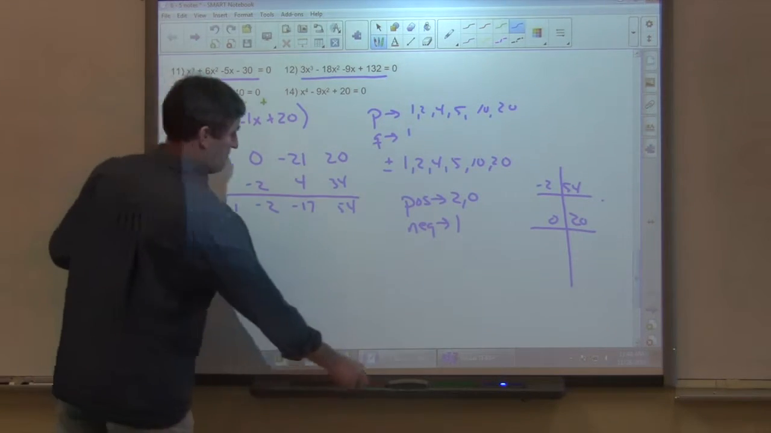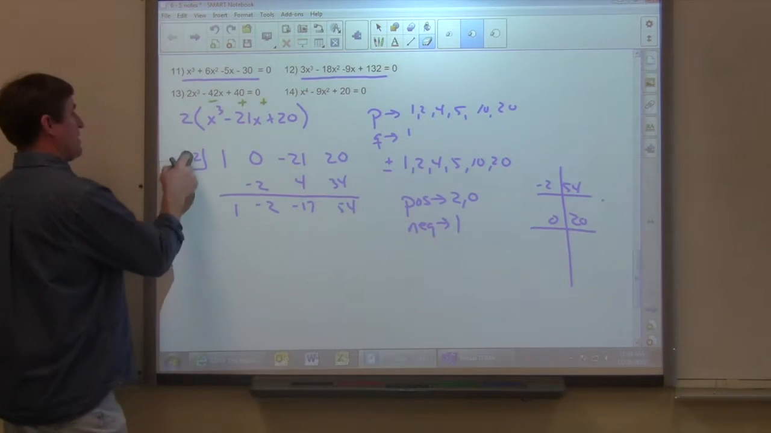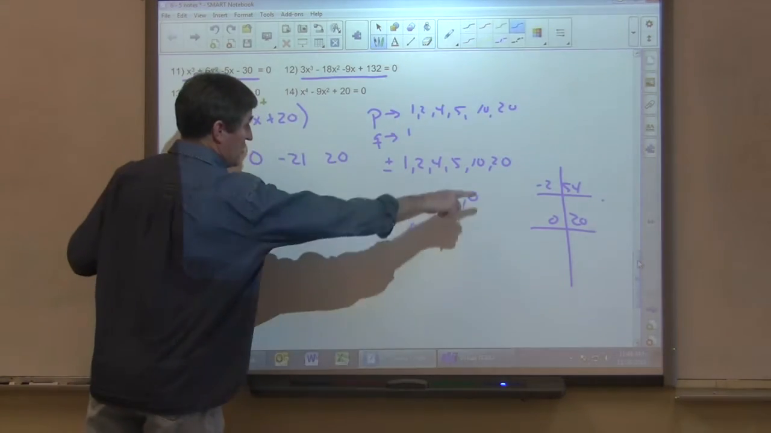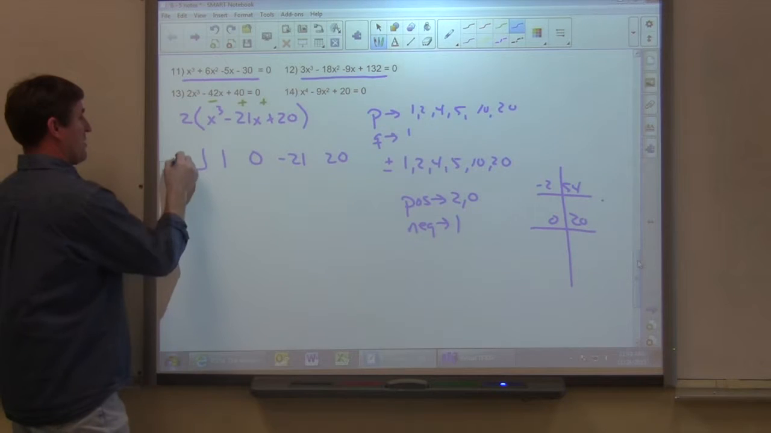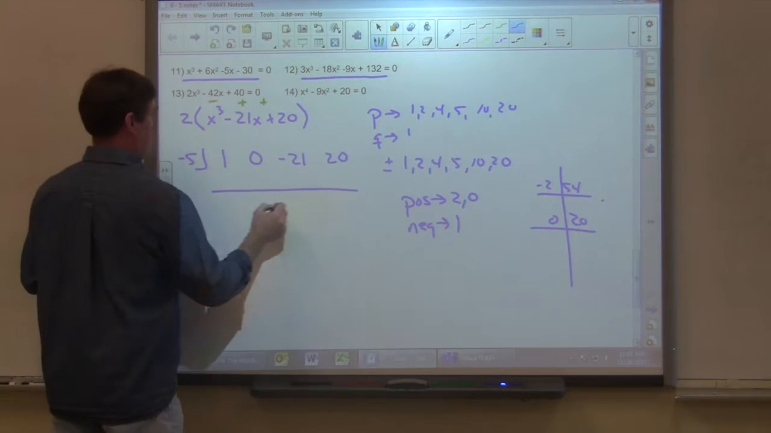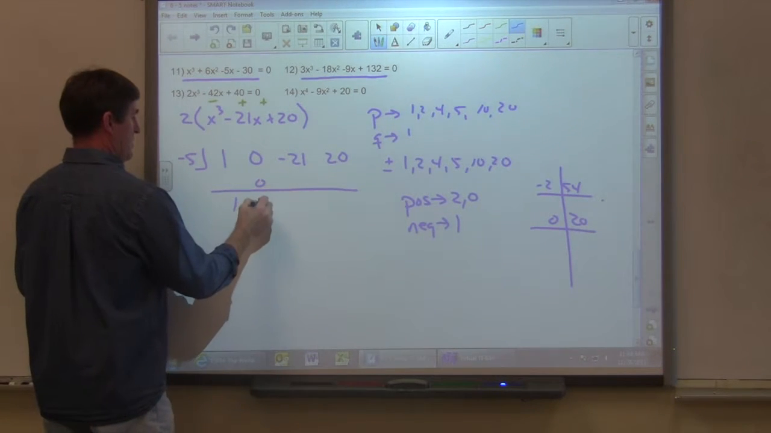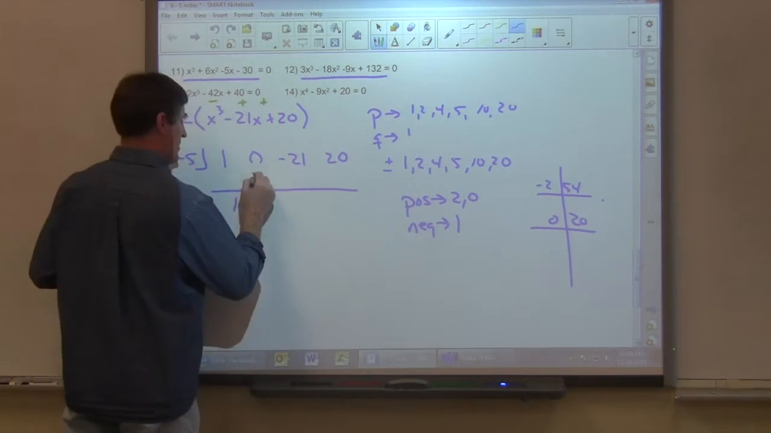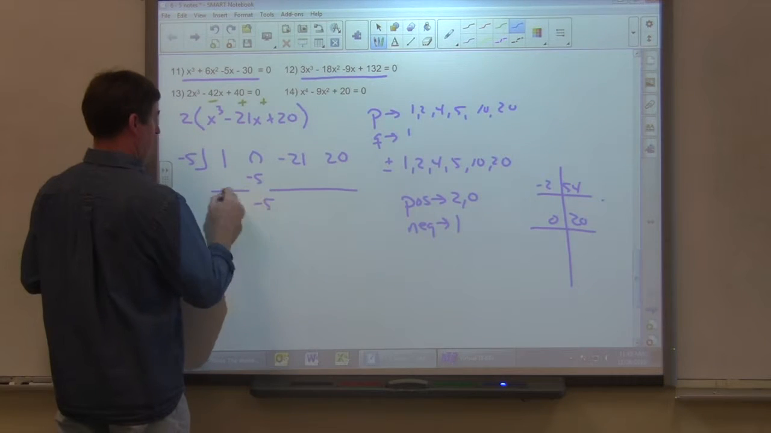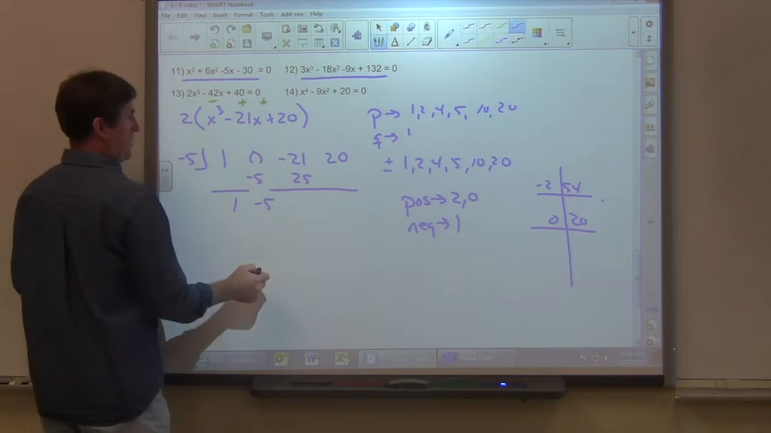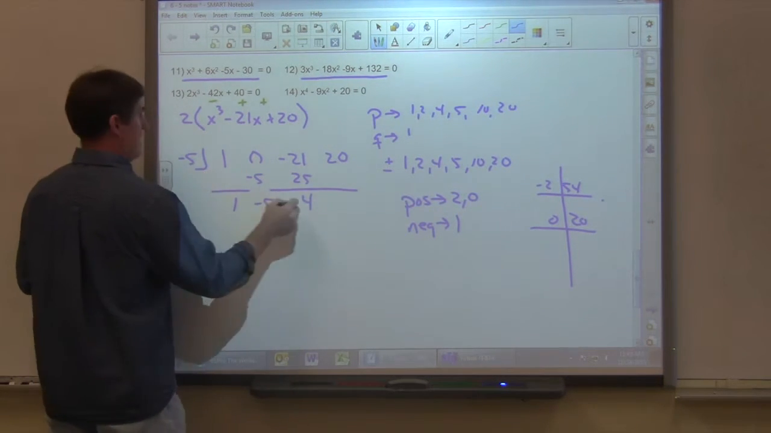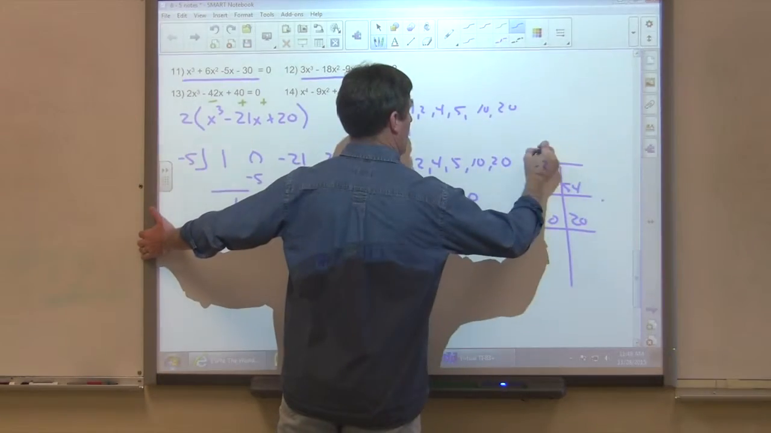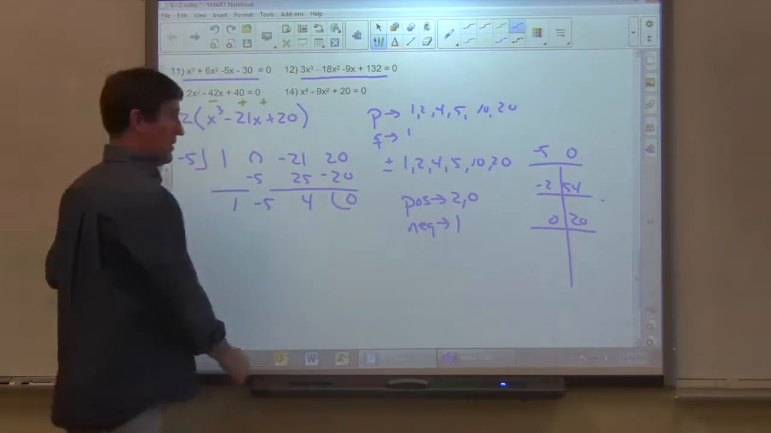So let's skip. Let's try negative 5 and see where that takes us. Again, I just write those down so I can keep track of where it's crossing. 1, 0, excuse me, 1, negative 5. That would be 25, which gives us 4. Good, negative 20, so we get 0. So we have negative 5, we're at 0, so we found one of our answers.